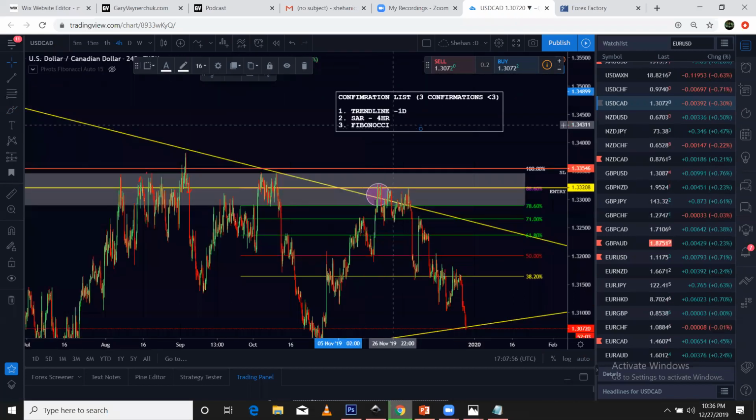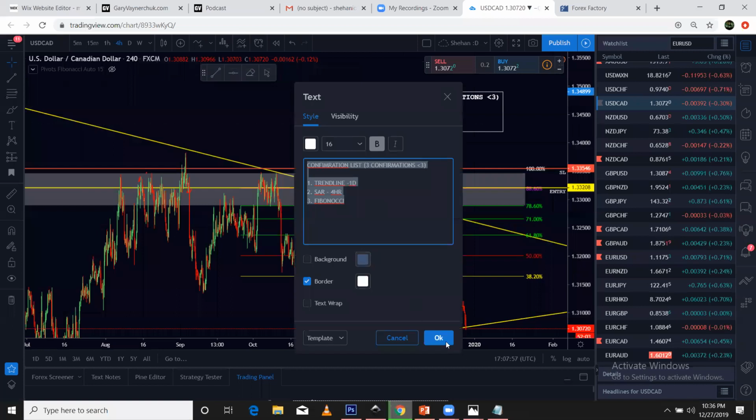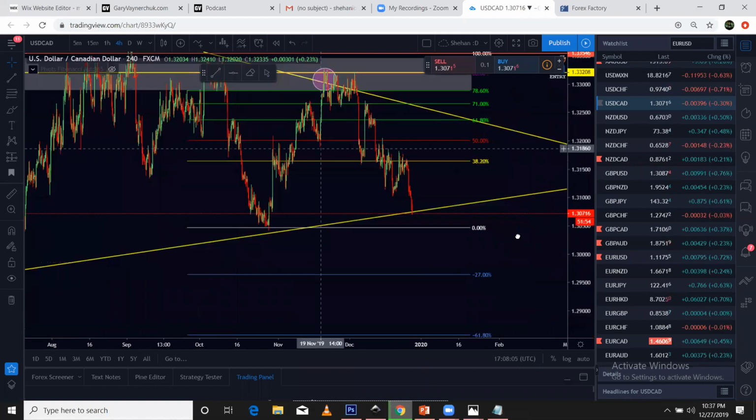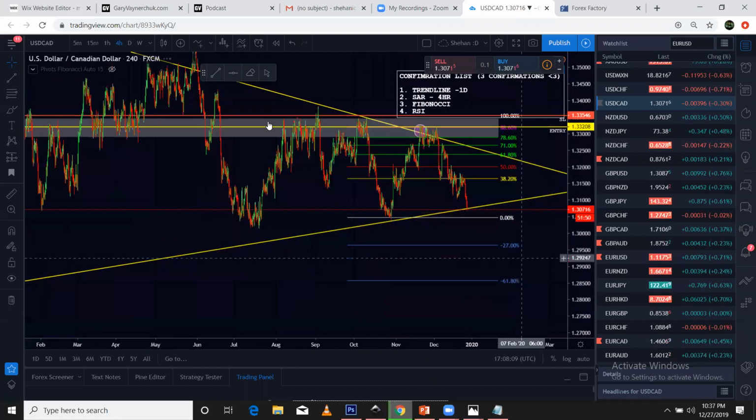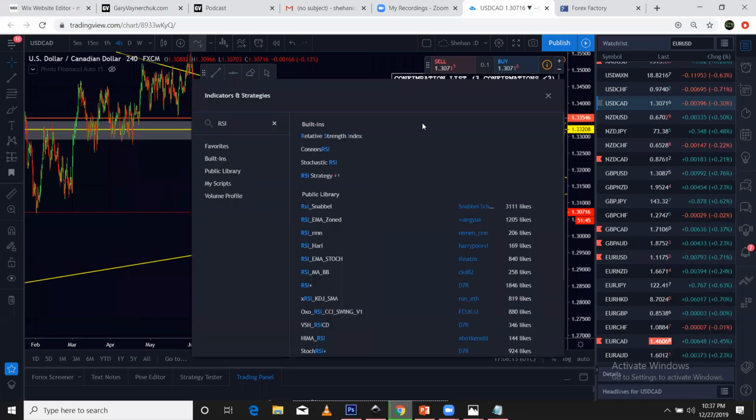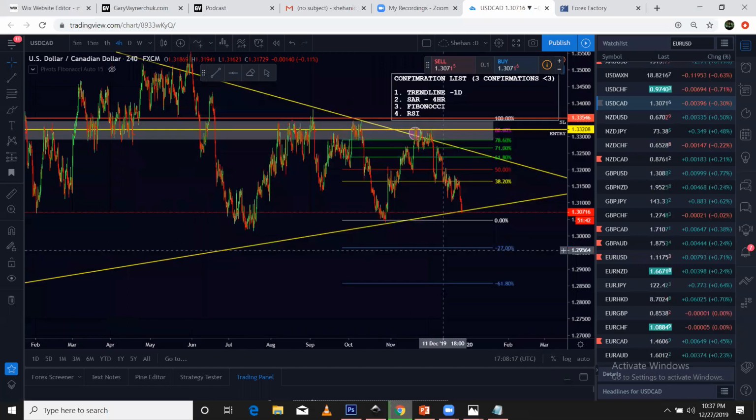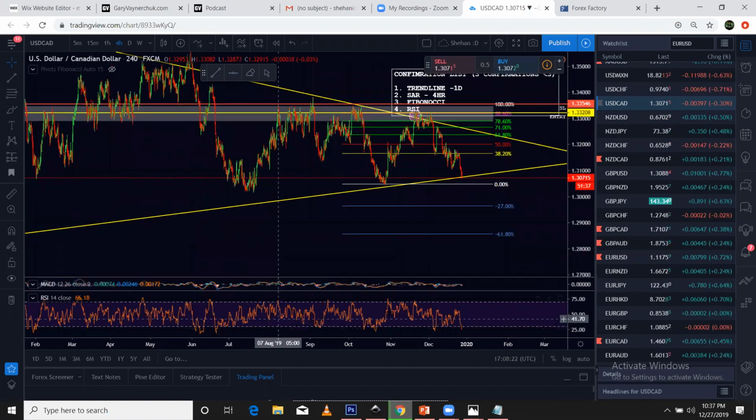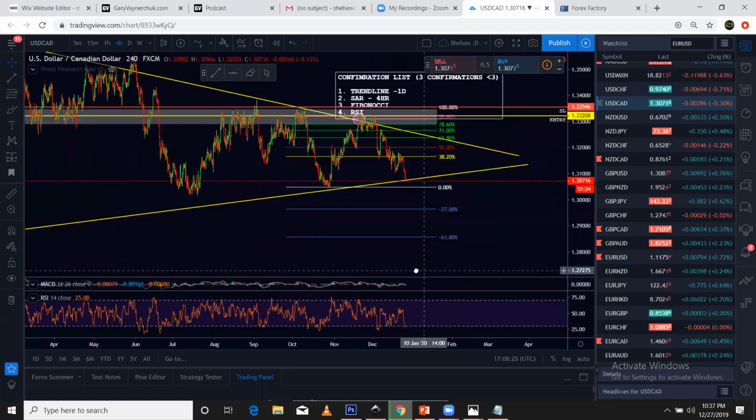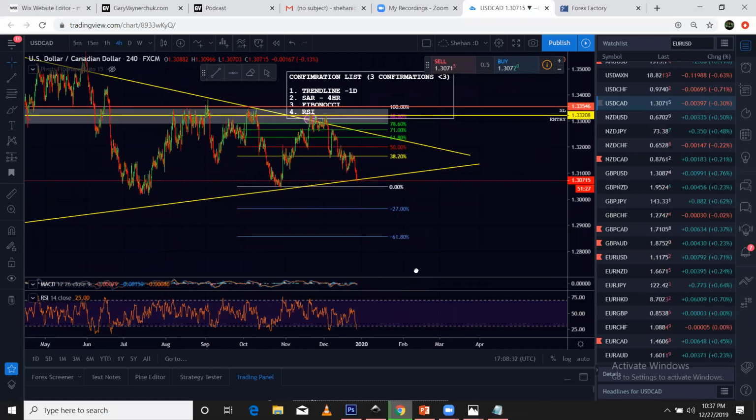We have RSI as well, right? RSI is relative strength index. You can go to your indicators right here and select RSI, get the very first one, relative strength index, right? And you will get something like this. So usually I use my RSI on 4 hours, exactly on 4 hours, right?